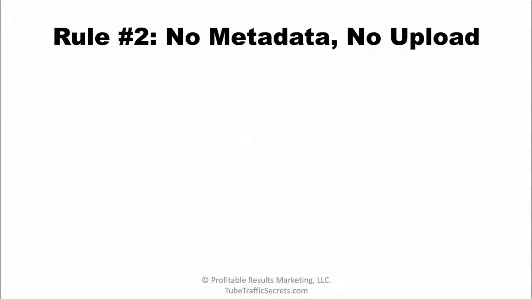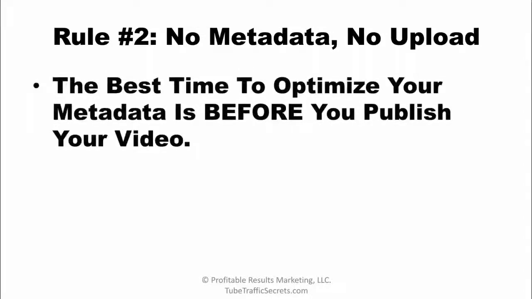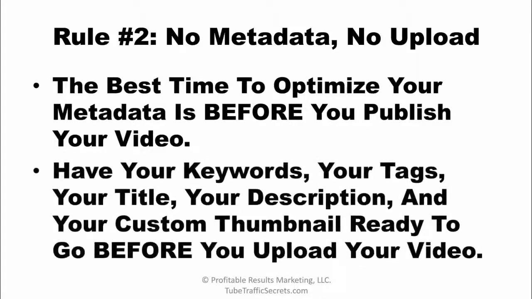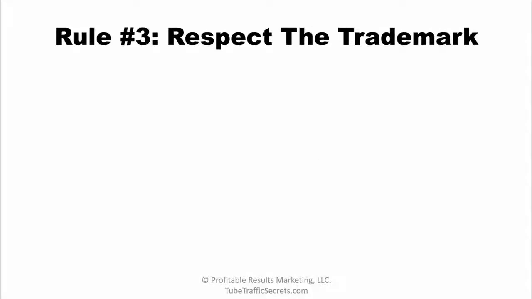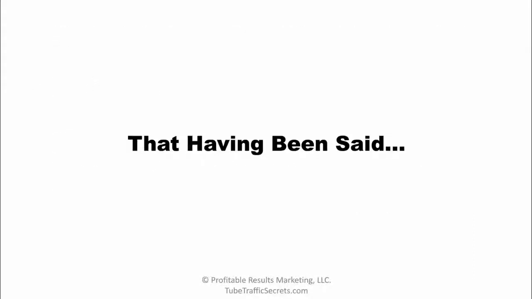Now, rule number 2, no metadata, no upload. The best time to optimize your metadata is before you publish your video. Now, that means that you should have your keywords, your tags, your title, your description, and your custom thumbnail written and ready to go before you start uploading your video to YouTube. And rule number 3, respect the trademark. Do not, I repeat, do not use trademark terms or copyrighted material in your metadata unless you have explicit permission from the rights owner to use them.